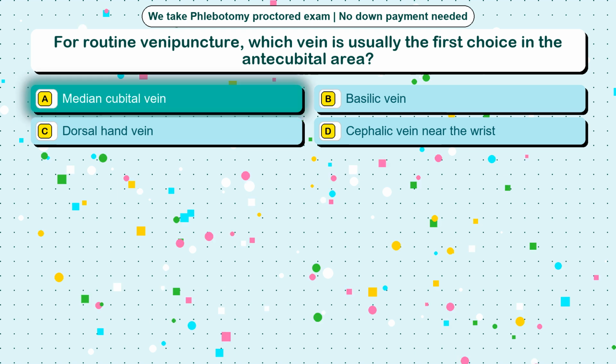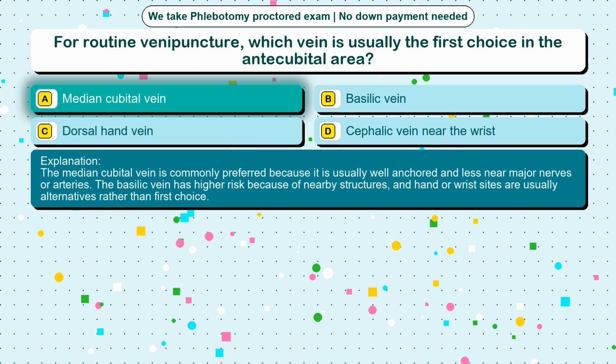The correct answer is option A. Median cubital vein. The median cubital vein is commonly preferred because it is usually well anchored and less near major nerves or arteries. The basilic vein has higher risk because of nearby structures, and hand or wrist sites are usually alternatives rather than first choice.